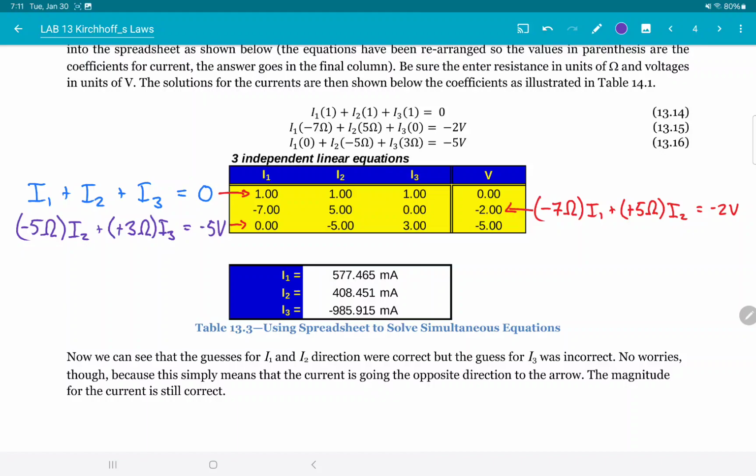Okay, but we don't have any I1s in this equation, so it's a coefficient of 0. That's how you make something disappear mathematically. You multiply it by 0, it goes away. Likewise, there's no I3s in this one, just a coefficient of 0.